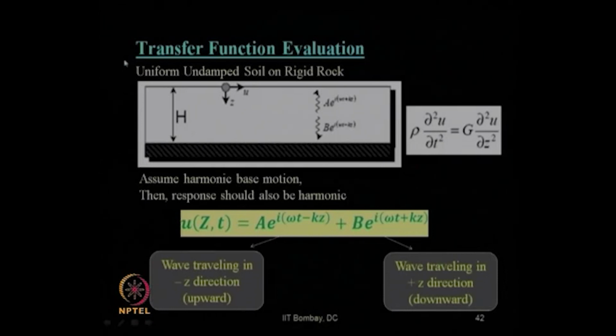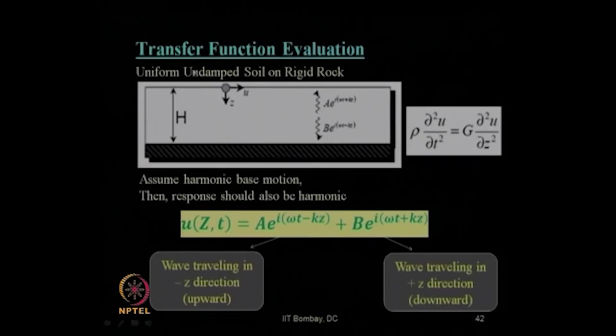Let us now evaluate these transfer functions, that is, how to get that multiplier. Let us take first the simplest example of how the derivation of the multiplier is obtained. Let us consider a uniform undamped soil on a rigid rock. The boundary condition is that this is a rigid rock, and on top of it there is a soil layer of thickness h, and the dimensions from the ground surface are measured in this axis system. u is the displacement in this direction, z is the depth axis.